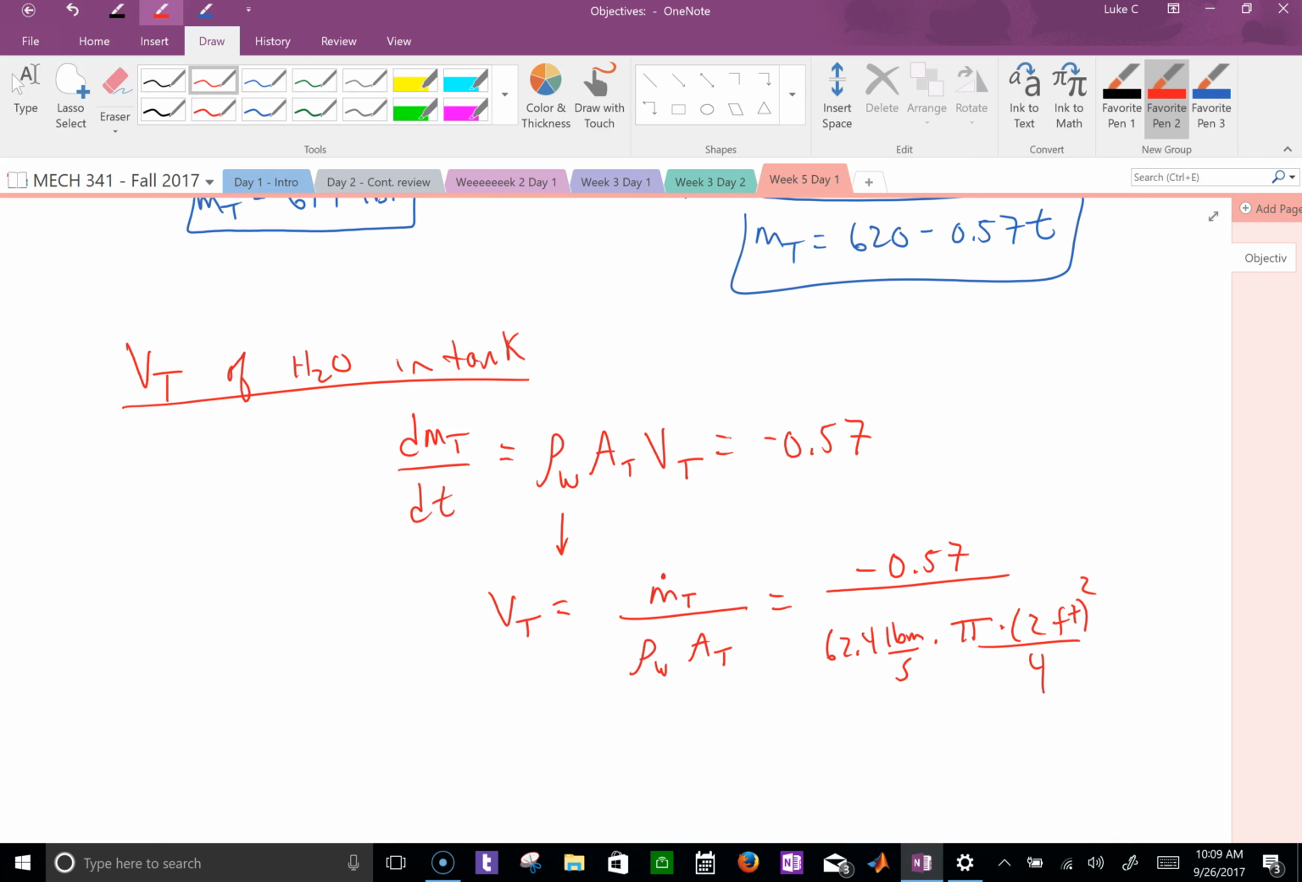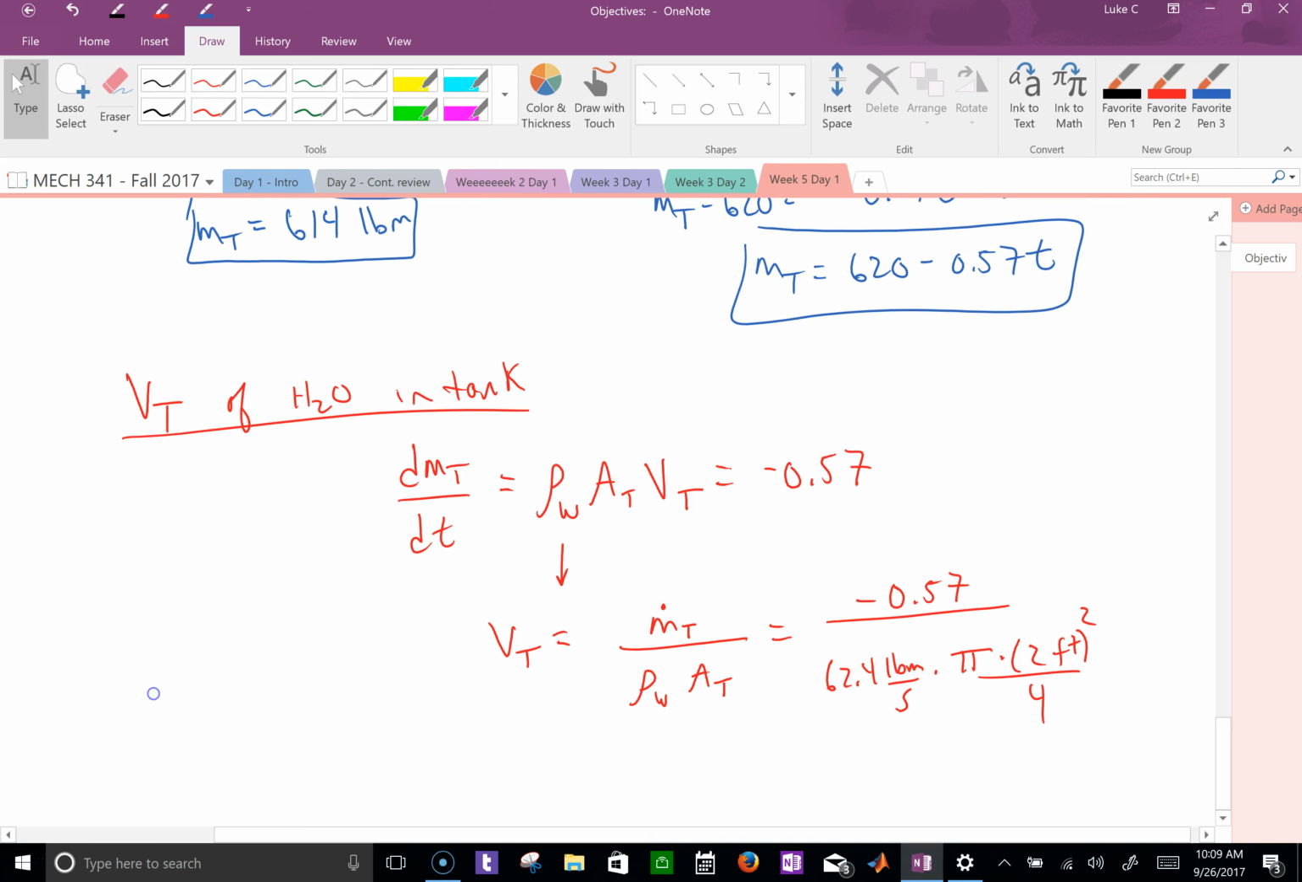Why do you use negative 0.57 for M(t) and not the 620? You're asking why we didn't use the one boxed in blue? Because that is mass, but not mass flow rate. Mass flow rate is equal to that, and we know mass flow rate is rho A V. Okay.